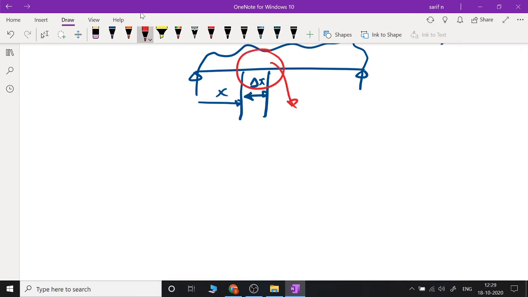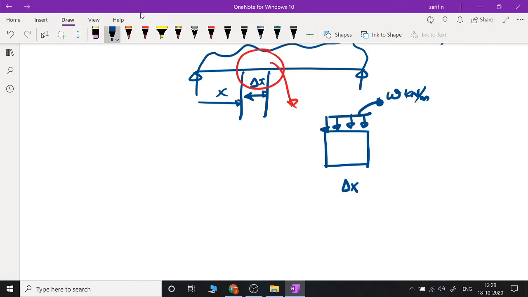So if you try to draw an enlarged figure of that delta x region, the region is going to look like this. So this will be the region of length delta x. Okay, the loading that is going to act on it, we are going to assume that in the region delta x the load is uniform. Let us call it as having an intensity w kilonewton per meter.